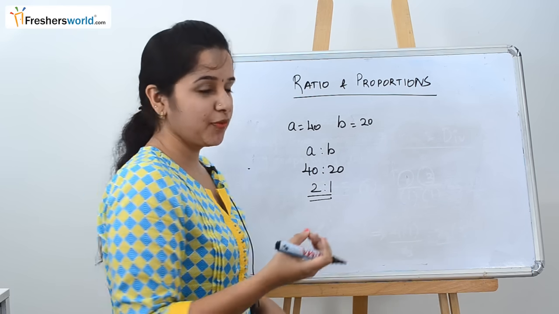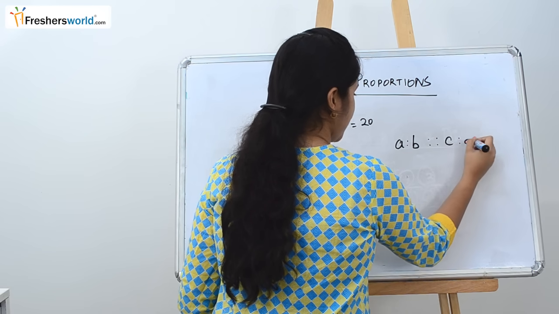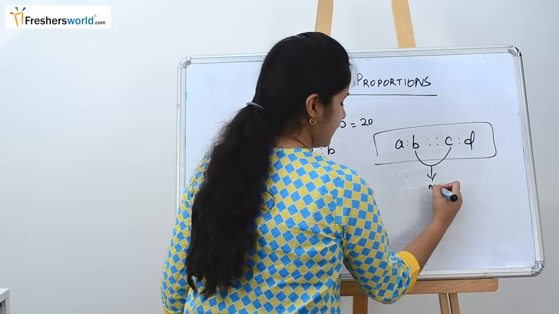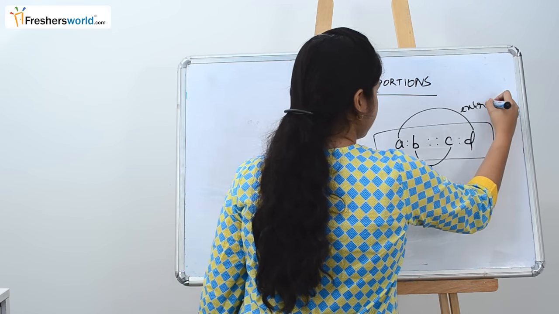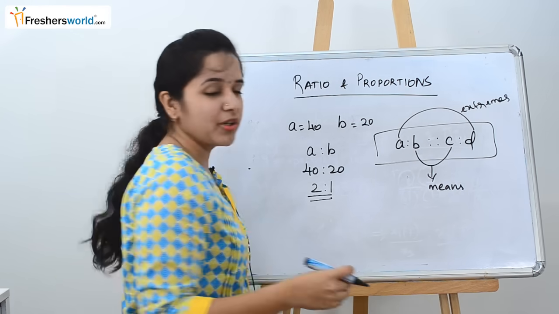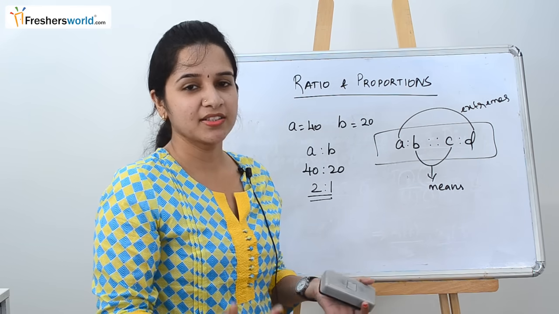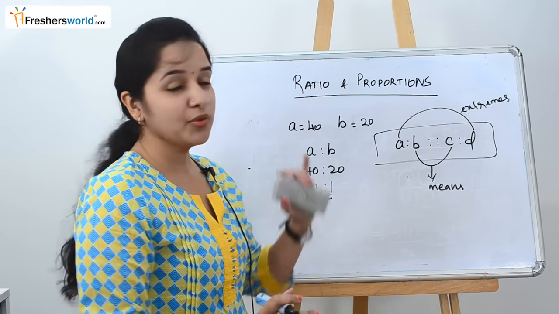Another type of question you would have seen is A is to B is equal to C is to D. So what is this? B and C we call the means, and A and D we call the extremes. You could have seen a lot of questions where they give you this equation and ask you to find the ratio between the means or the ratio between the extremes. How can you represent it?